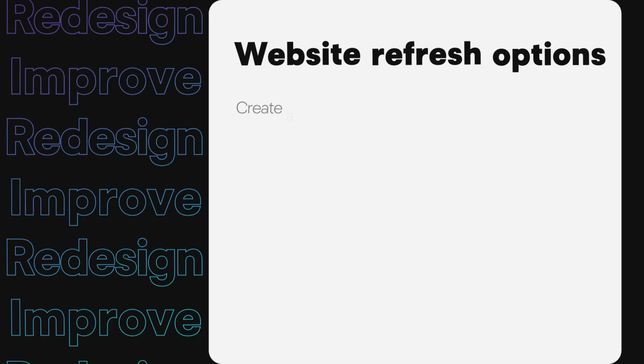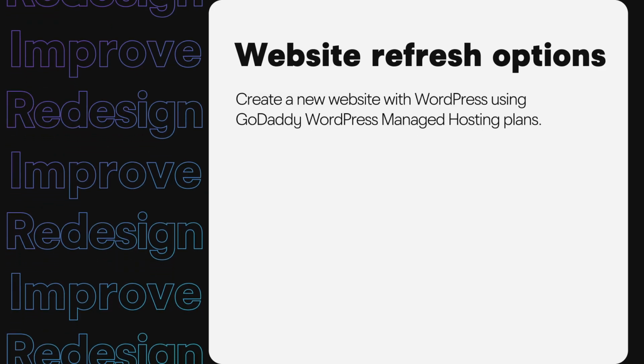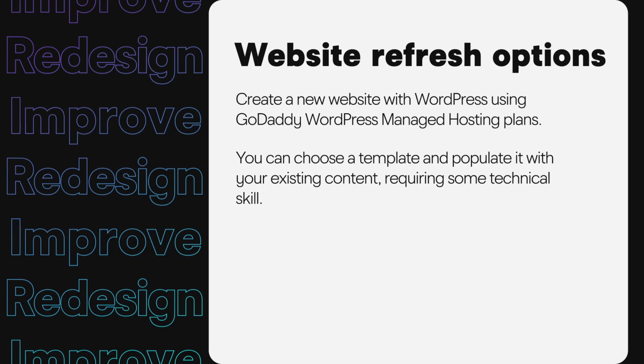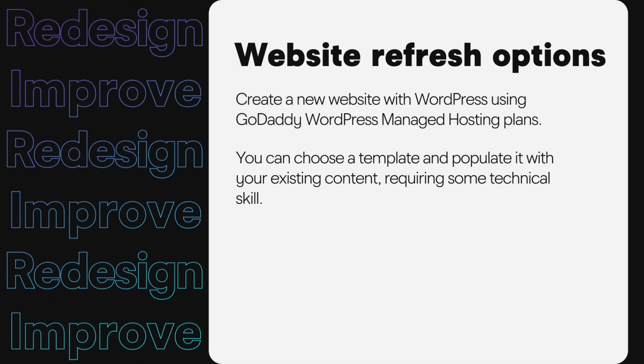If you aren't on a website builder or CMS platform like WordPress, and it's more complicated to implement color and layout changes, you have a few options. The first is to create a new website with WordPress using GoDaddy WordPress Managed Hosting Plans. You can choose a template and populate it with existing content, requiring some technical skill.